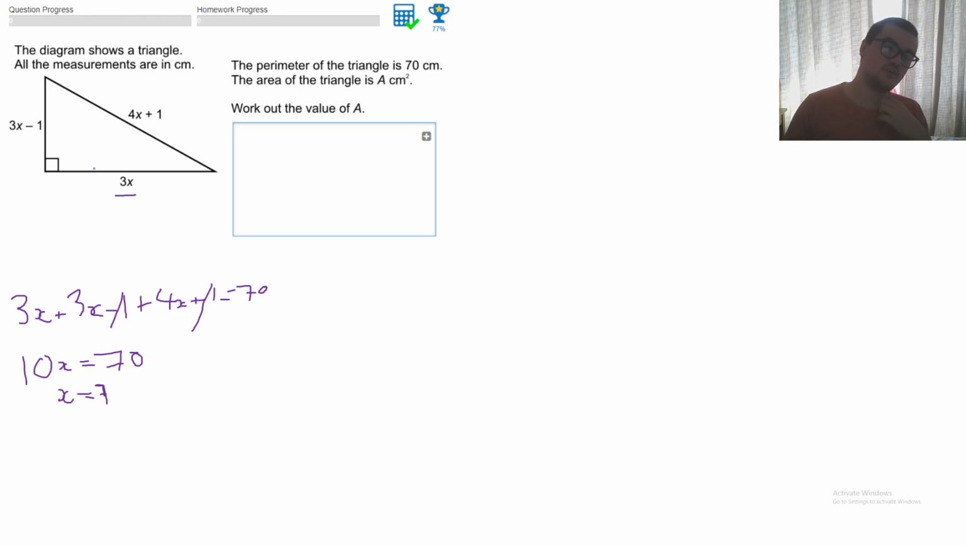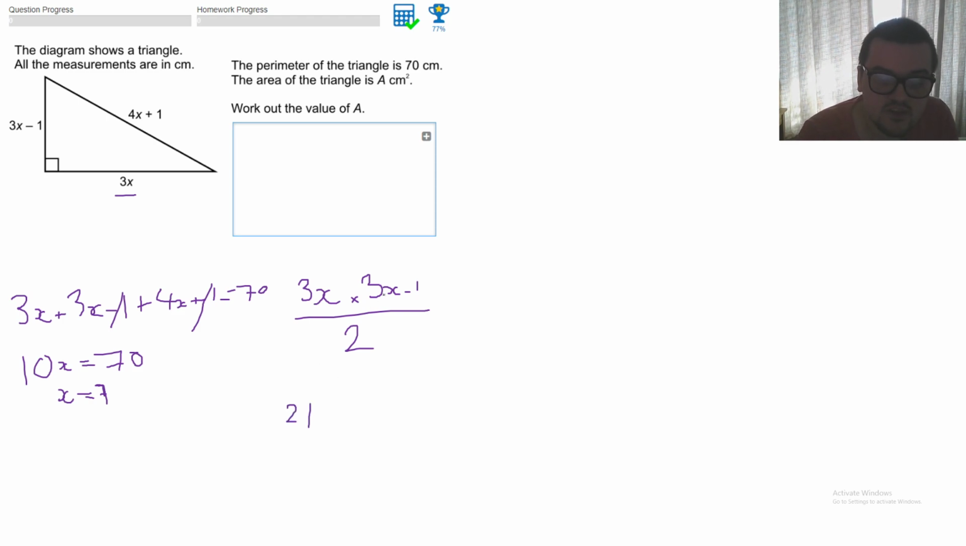The area of a triangle is base times height divided by 2. So 3x multiplied by 3x minus 1 all over 2. So 3 times 7 is 21. 3x minus 1, well that's just 21 minus 1, which is 20. So 21 times 20 all over 2. So we can cancel this 2 here. We can call that a 10, because 20 divided by 2 is 10. 21 times 10 is just 210.